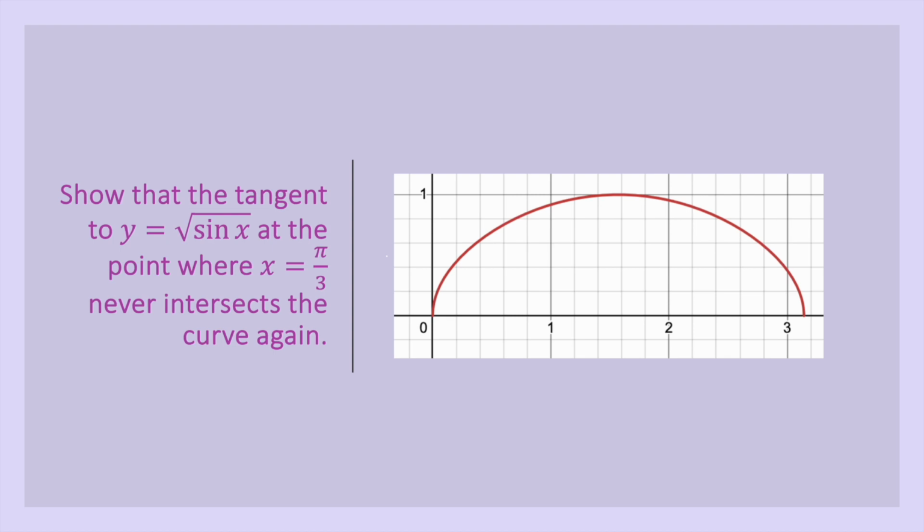We're going to show that the tangent to this function here, y equals square root of sine of x, at the point where x equals pi over 3, about here on the curve, never intersects the curve again. And if you're reading that going, that's a bit weird, tangents usually don't intersect their curves again. All you need to do is think about a cubic, a cubic where it twists. You could easily have a tangent where it goes across and cuts the curve at a different position when the cubic bends the other direction. So give that a go, and happy Friday.